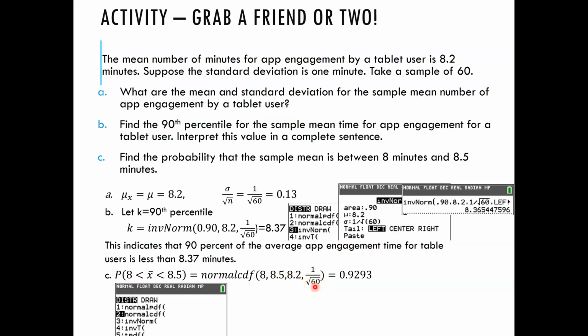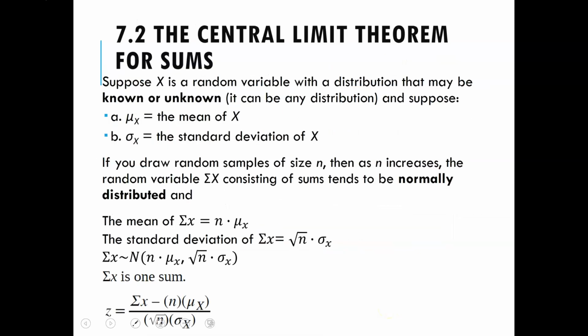And so again, what that looks like on our calculator is we go to distribution and choose normal CDF, and then it will prompt us for each of those values, the lower, the upper, the mean, and the standard deviation. Or you can type it in directly without your wizard if you want to. And in either case, we'll end up with that value that we were looking for, the 0.9293.